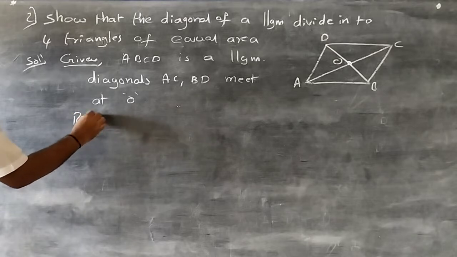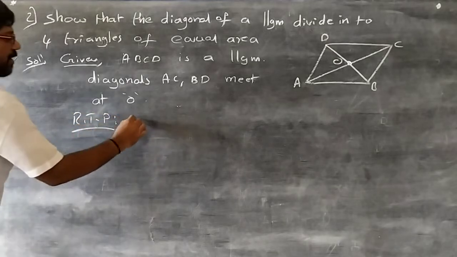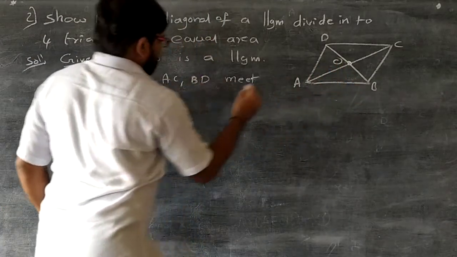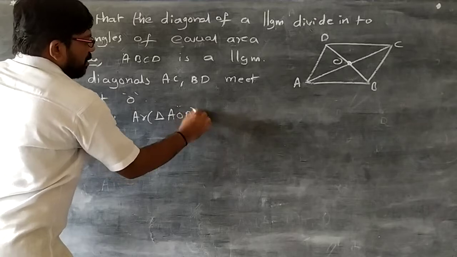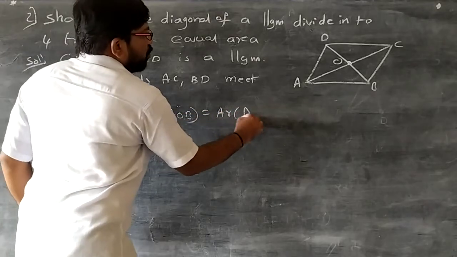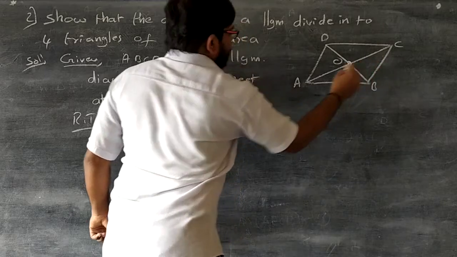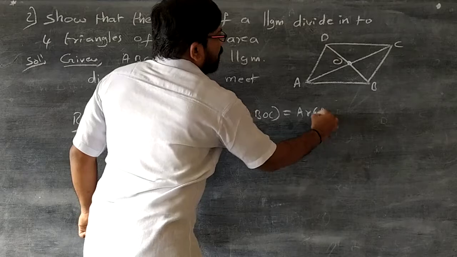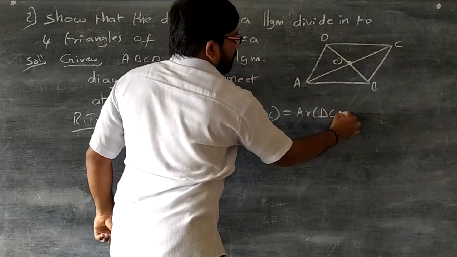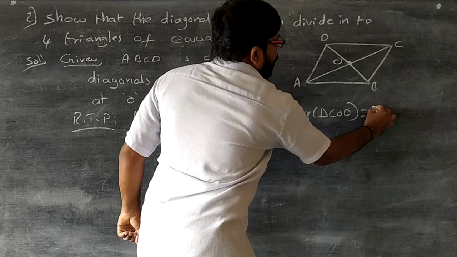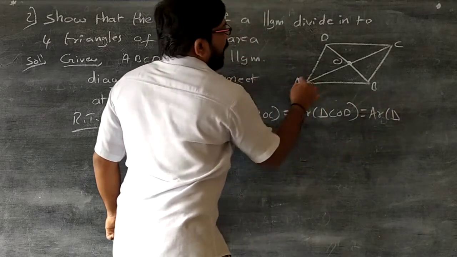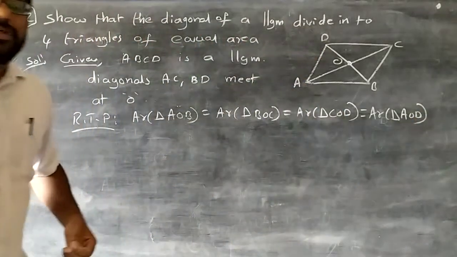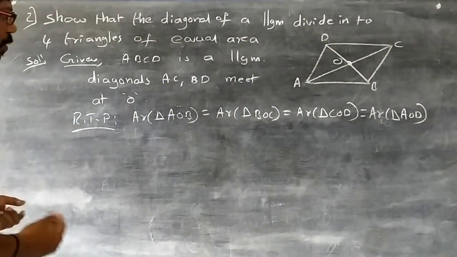That is required to prove, RTP: area of triangle AOB is equal to area of triangle BOC, is equal to area of triangle COD, is equal to area of triangle AOD, right? This is required to prove, right? Now go for proof.